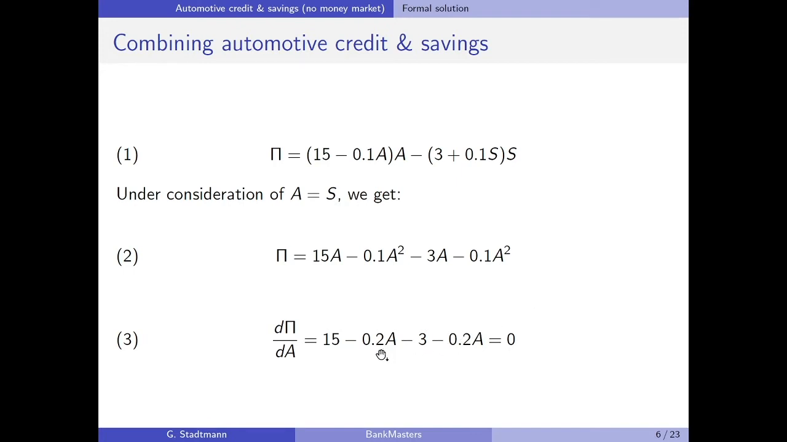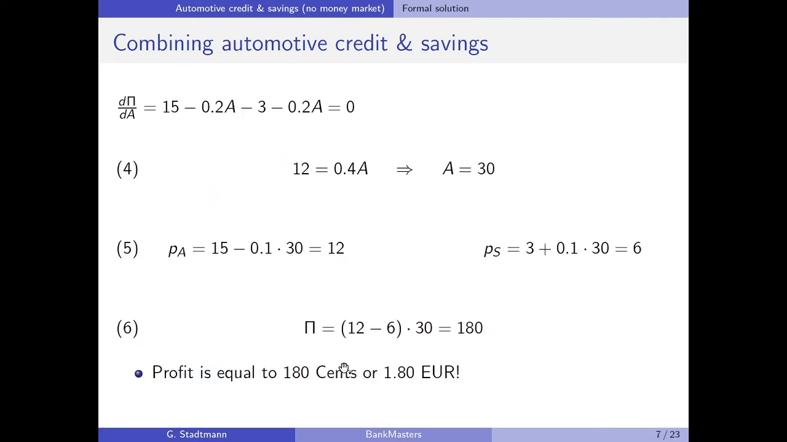So these two parts should be equal to each other. If we take this part to the right hand side, we see that 3 plus 0.2 times A, the marginal cost side, is equal to 15 minus 0.2 times A, the marginal revenue. So after considering this, we could go on. The other part is actually simple. If we equalize this equation to 0, we end up with A equals 30. So the part in which we end up with the optimal quantity is done.